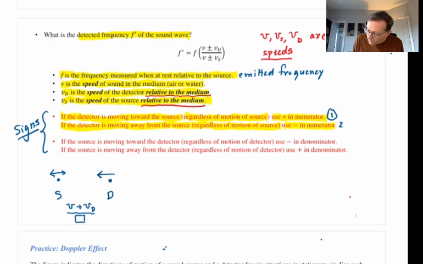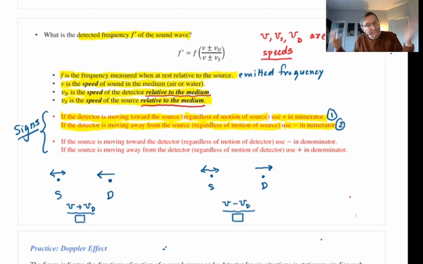Now case 2, I'll come over here and draw the source and detector again. And I don't care what the source is doing, but the detector is moving away from the source. Motion away makes the frequency go down. So I pick the sign in the numerator to make the frequency smaller. So I pick the minus sign. And I don't care what is going on in the denominator. And that's what I do for cases 1 and 2. And that's how you figure out what sign to put in the numerator. It's all about what the detector is doing. Is it moving towards the source or away? That's simple.